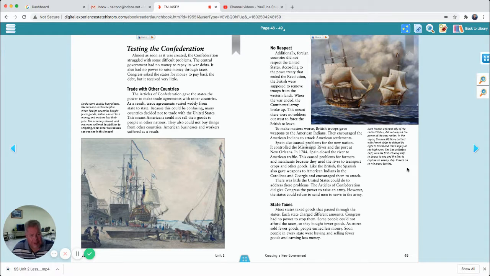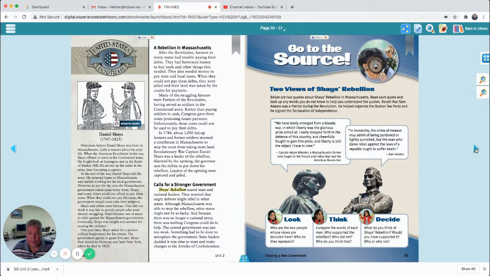So here we were, friends with the French in the Revolutionary War, and now we're fighting with them because they didn't respect us, fighting with them to trade on the open sea. It's not looking so good, folks. Turn to page 50. It gets even worse. A rebellion in Massachusetts.